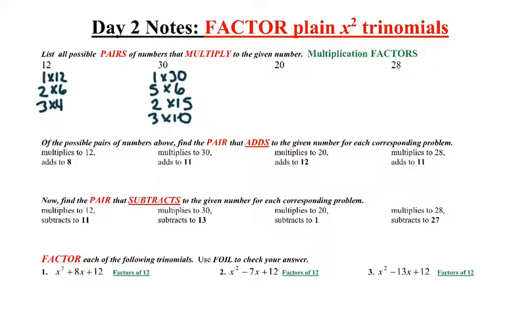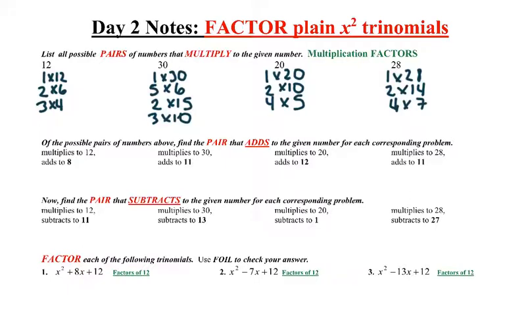How about factors that multiply to 20? 1 times 20, 2 times 10, 4 times 5. And lastly, numbers that multiply to 28. 1 times 28, 2 times 14, 4 times 7. So there's always one that's like the obvious one, like 4 times 7 or 4 times 5, but we don't want to forget about the other ones.